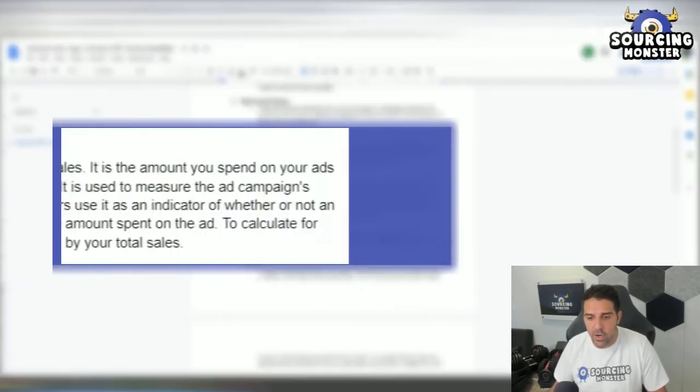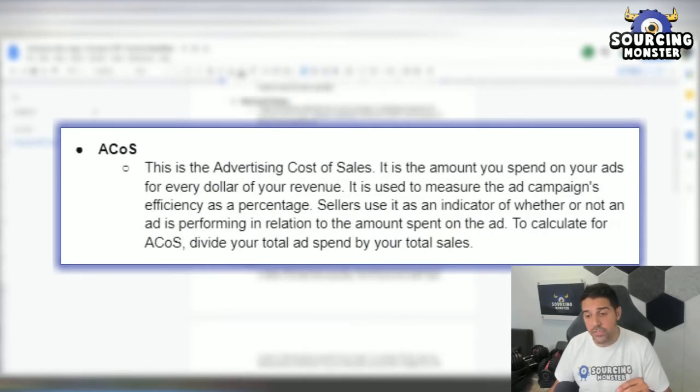Cost per click. ACoS. This is the advertising cost of sales. It is the amount you spend on your ads for every dollar of your revenue. It is used to measure the ad campaign's efficiency as a percentage. Sellers use it as an indicator of whether or not an ad is performing in relation to the amount spent on the ad. To calculate ACoS, divide your total ad spend by your total sales.